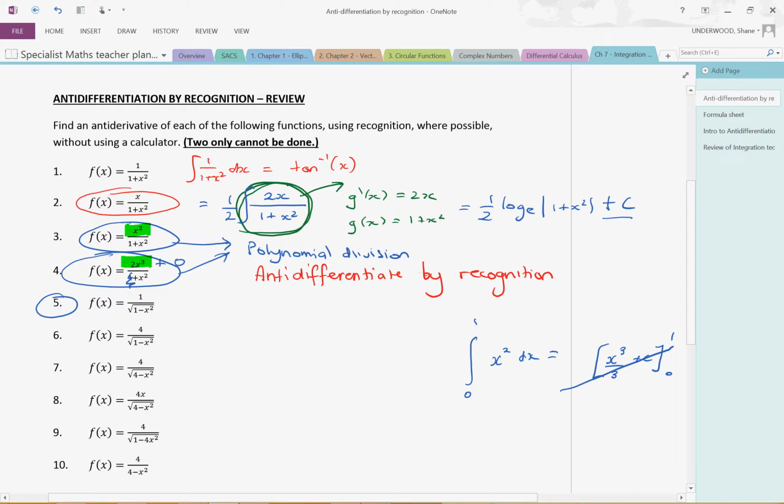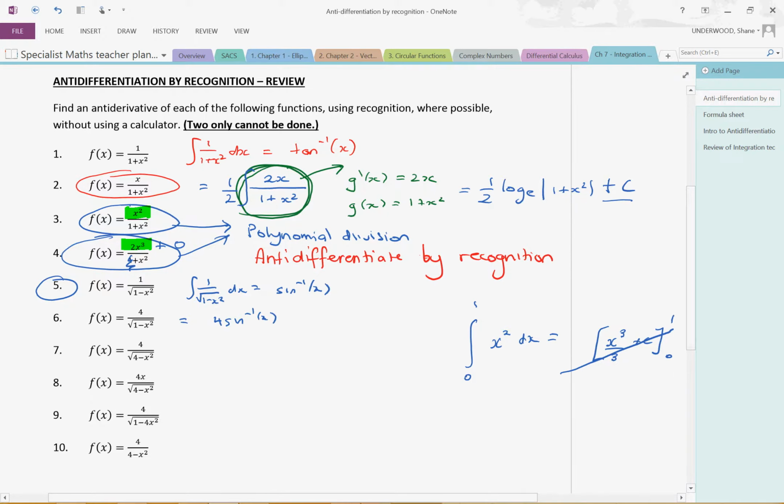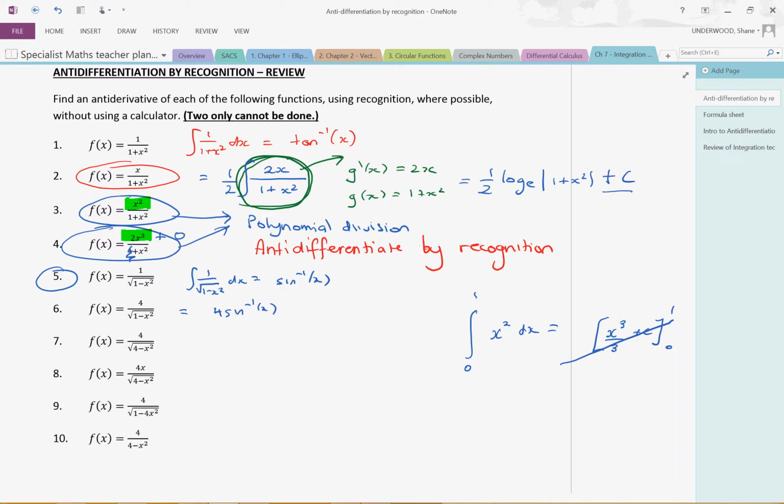The antiderivative of that is equal to, is it sine or cos? It's the inverse sine of x, straight off your formula sheet. Well, this one then, we just have a constant out the front, so it's 4 inverse sine of x. What about this one here?